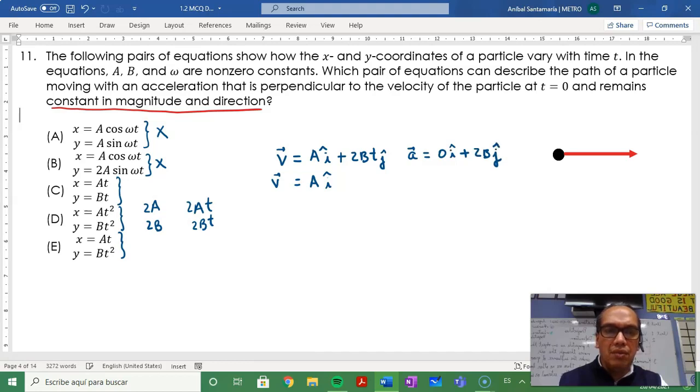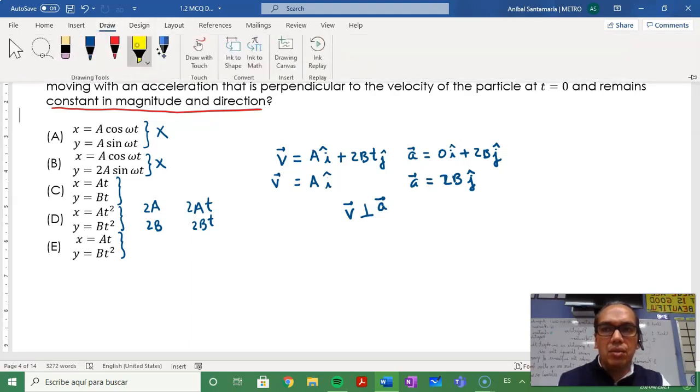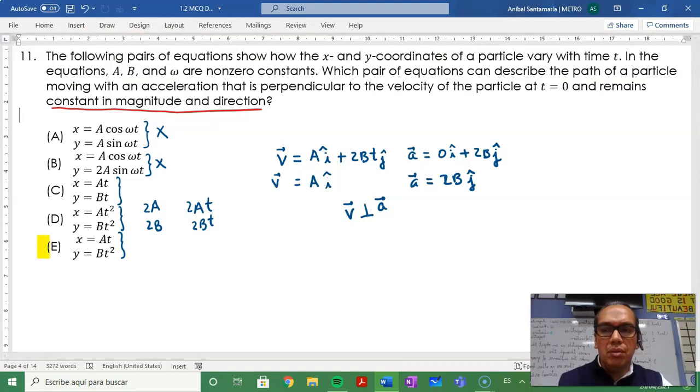Now, since it doesn't have any time component here, the acceleration is constant, both in magnitude and direction, and that acceleration is completely vertical because it is in the y direction only. So the velocity and the acceleration are perpendicular to each other at time 0, and the acceleration is constant in magnitude and direction. So that is your option E.